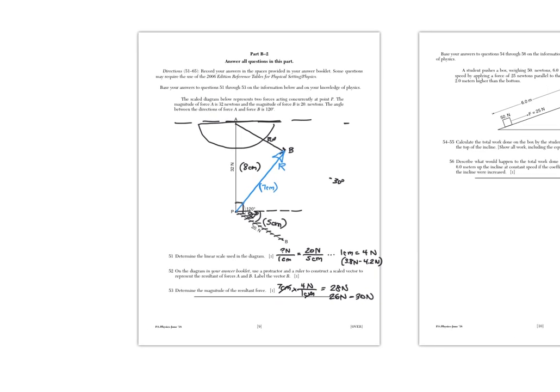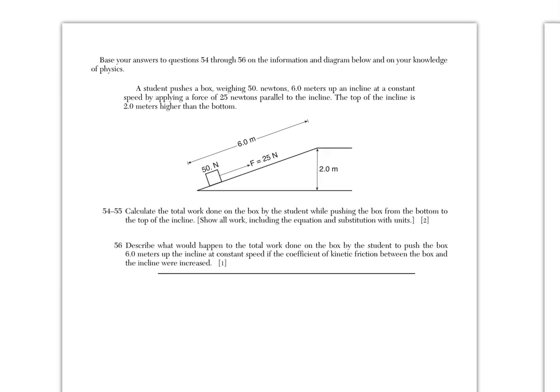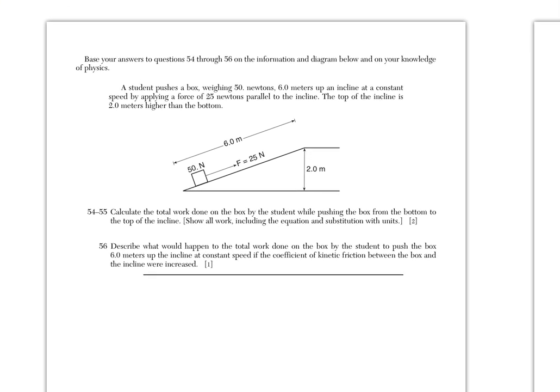So that was 53. Then we have a ramp question, 54 through 56. A student pushes a box that weighs 50 newtons 6 meters up the incline at a constant speed, with 25 newtons of pushing force. The top is 2 meters higher than the bottom, and all of those details are in the diagram. Calculate the total work done on the box by the student while pushing the box from the bottom to the top of the incline.